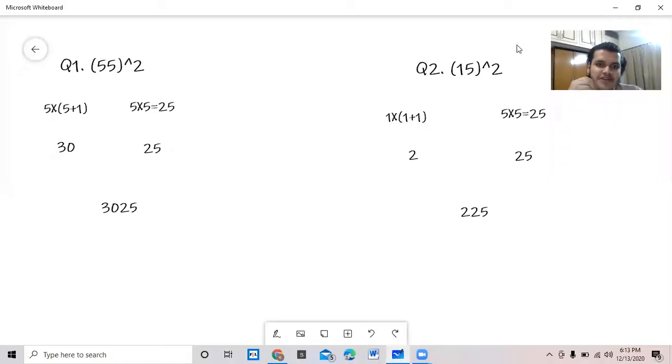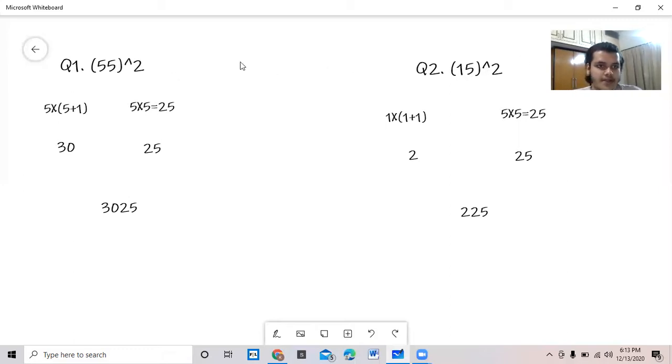Hello everyone. So today we will be doing a very quick trick of finding the square of a number whose unit digit ends with 5. So without wasting any time, let's hop in. So basically I have written two questions over here, that is 55 square and 15 square.